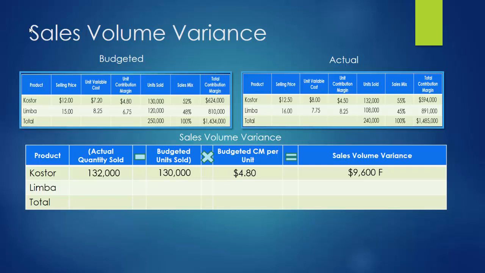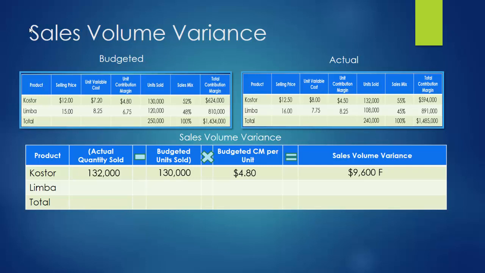Why is it favorable? Because we sold more units of that brand than we had budgeted for. More sales is always good, so we had a favorable sales volume variance. Our contribution margin increased from the actual number of units of CostStore that we sold. Let's do the same thing for Limba.